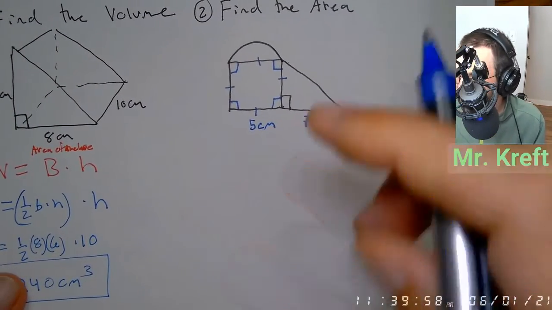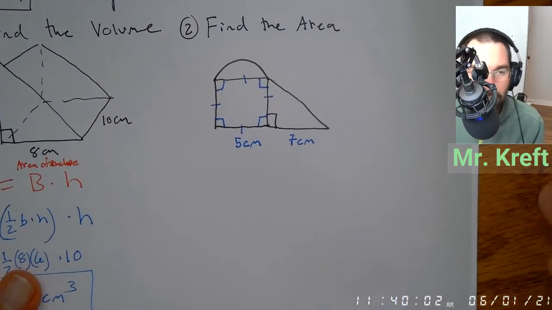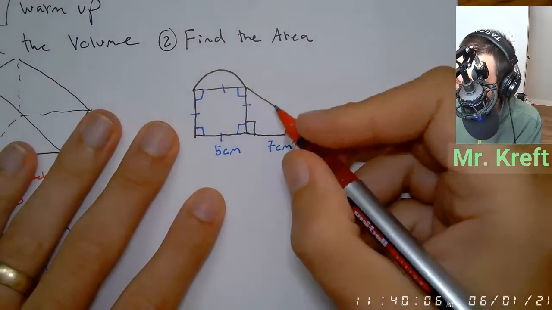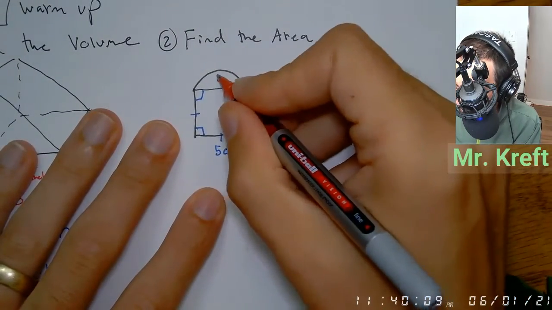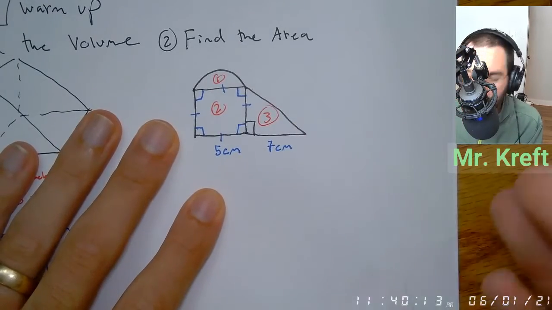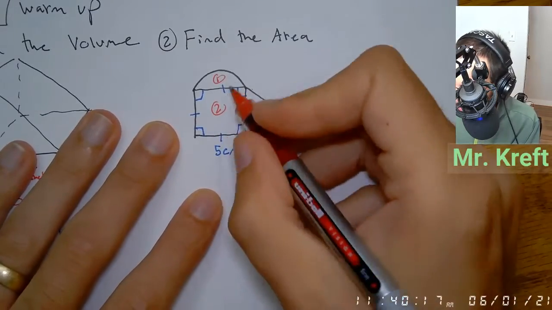Okay, this next one is a little bit more complicated. I think we've done this one before in class. Maybe it's slightly different numbers, but I wanted to see if you guys are picking up on this and are doing okay with this. So in this case, I have 1, 2, 3 shapes. So to find the total area, I'm going to have to find the area of these 3 shapes.